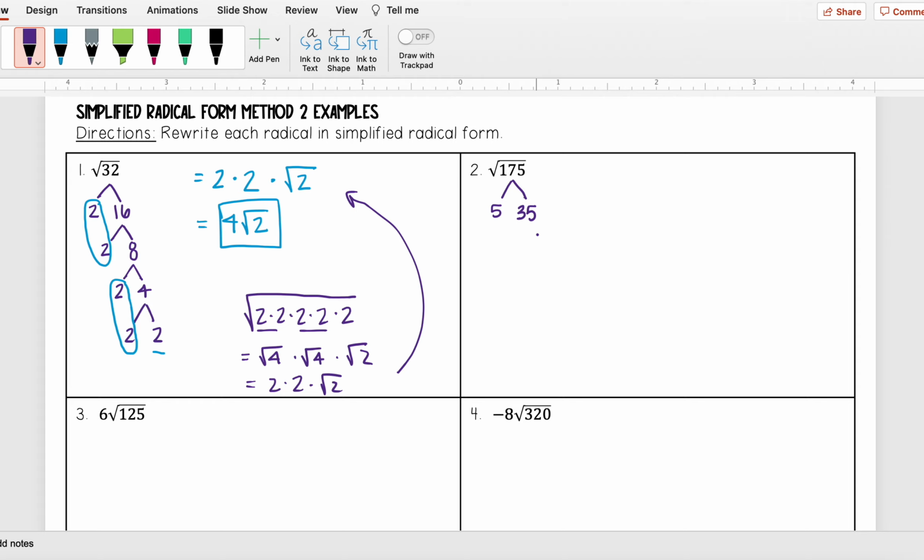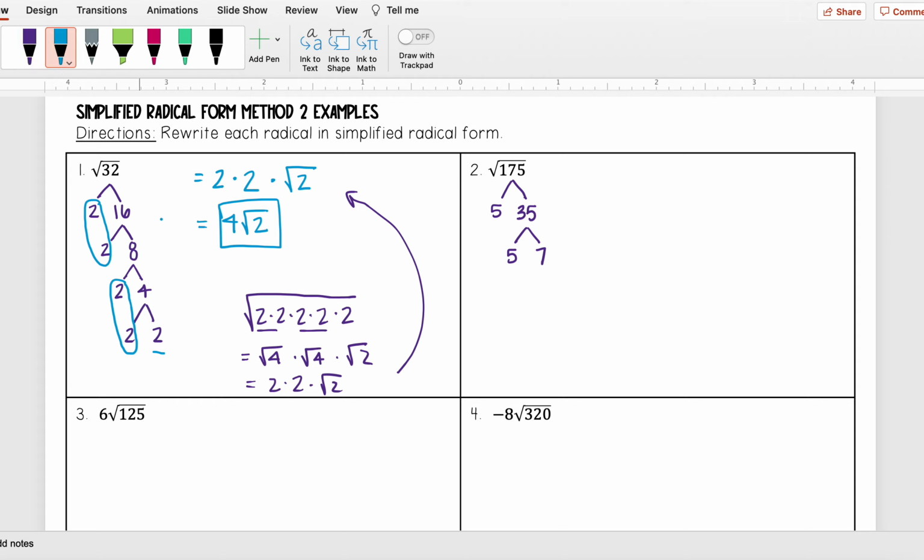And since 35 ends with a 5, I know that 5 can divide into that as well. So I have 5, and 5 times 7 gets me 35. Now 5 I can't break up anymore because the only numbers that multiply to 5 are just 1 and 5. And then same with 7. The only numbers that multiply to 7 are 1 and 7. So these are both prime factors. So this one I'm actually done here.